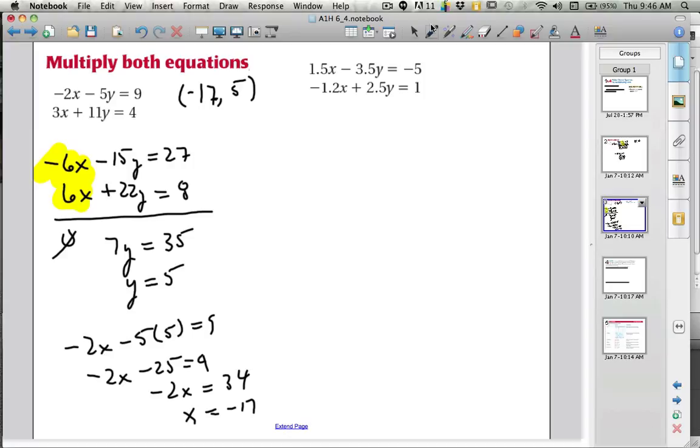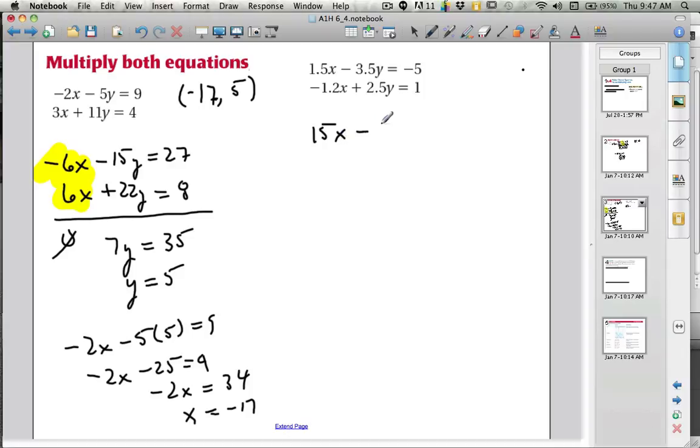Now here we've got a situation where we've got a whole bunch of decimals, and maybe you don't like working with decimals. I personally don't really like working with decimals. So the first thing I'm going to do is get rid of all the decimals, and I can do that by multiplying everything by 10. So in both equations, I'm going to multiply everything by 10 to get rid of all these decimals. Because frankly, I don't want to try to figure out what to multiply 1.5 by to get it to be the opposite of 1.2. I find that a little confusing.